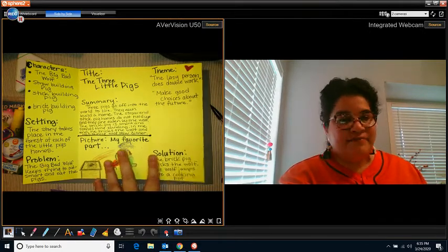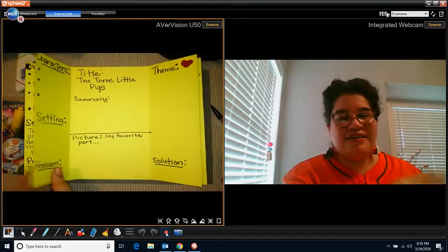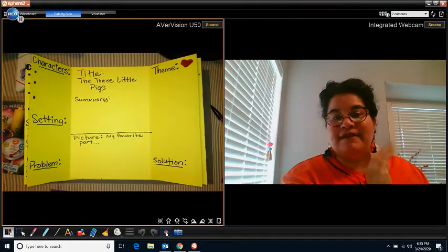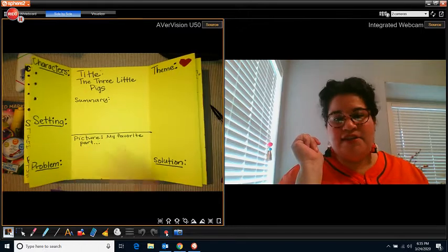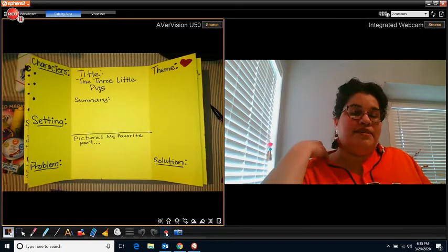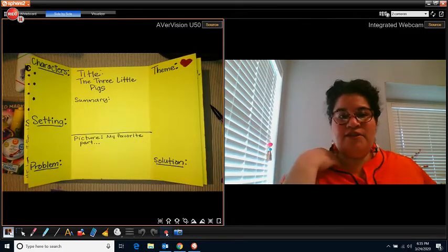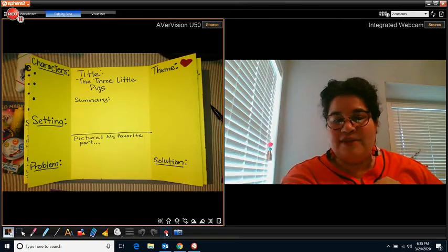This curtain you can use with any fiction book. So if you read, I don't know, a pigeon book, you can use it here. If you read Cinderella, you can use this fiction. You can use this curtain with any fiction book.